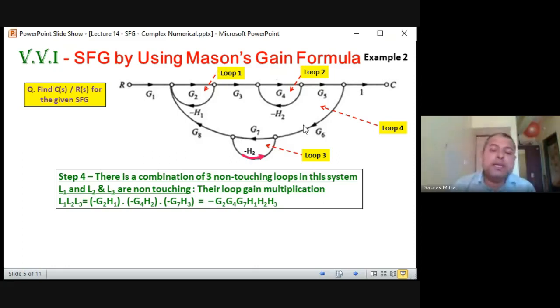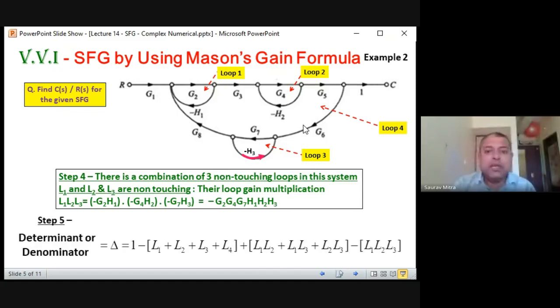So in the pair of non-touching loops and in the three non-touching loops, L4 comes nowhere, because it is touching everything, even if it is touching the forward path as well. So up till this, there was no doubt. Fifth step is finding the denominator. This part is also easy.